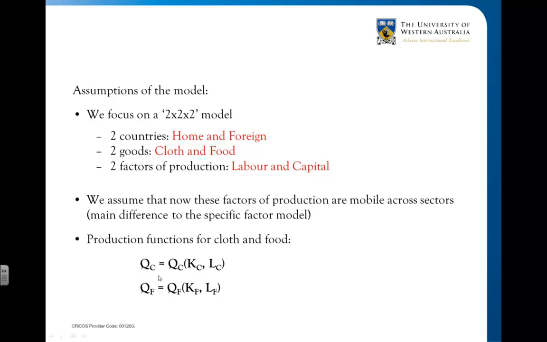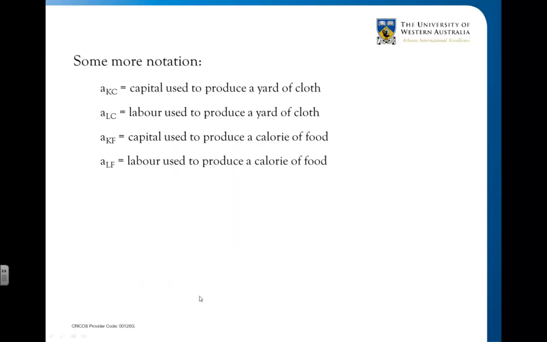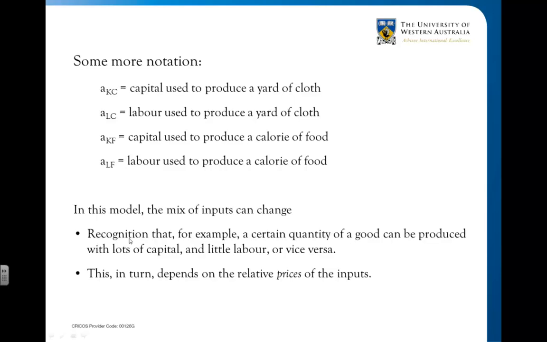Each good has a production function in its basic form. Quantity of cloth is a function of the capital used to make cloth and the labour for cloth, and the same for food. A little bit more notation, but again, should be relatively familiar to you. We've got the capital used to produce a unit of cloth, a yard of cloth, and obviously the labour used to produce a yard of cloth. And then the same for food, capital used for food and the labour used for food. So we'll use that a little bit as we go through.